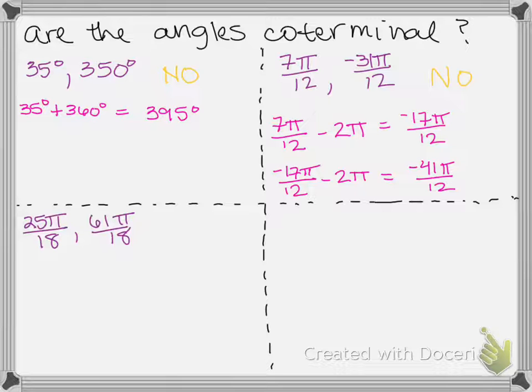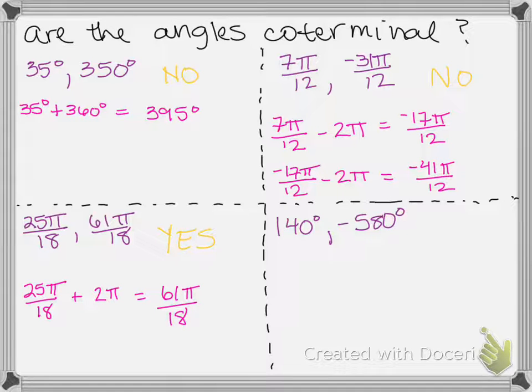All right, let's try another example. 25 pi over 18 and 61 pi over 18. Notice I still have pi in my problem, so I'm still going to be using 2 pi. And I'm going from a positive to a positive, from a smaller number to a bigger number, so I'm going to add 25 pi over 18 plus 2 pi. In my calculator, that's 25 over 18 plus 2. And it gives me 61 pi over 18. That's what I was looking for, so the answer is yes.